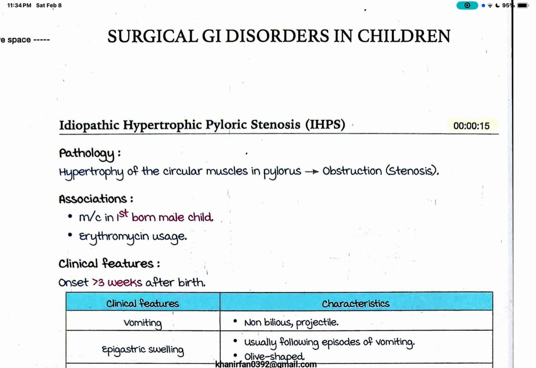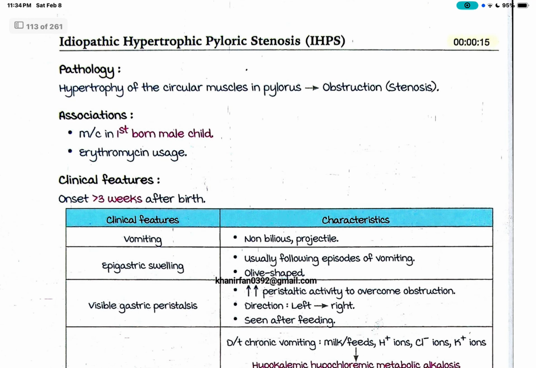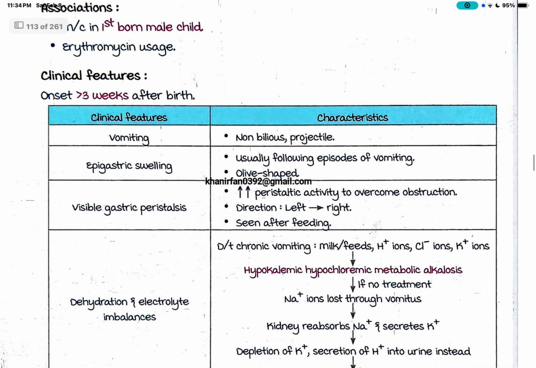Surgical GI disorders in children. First of all is idiopathic hypertrophic pyloric stenosis. Pathology: it is the hypertrophy of the circular muscles in the pylorus, which causes obstruction and stenosis. Association: most commonly it is seen in firstborn male children and with erythromycin usage.